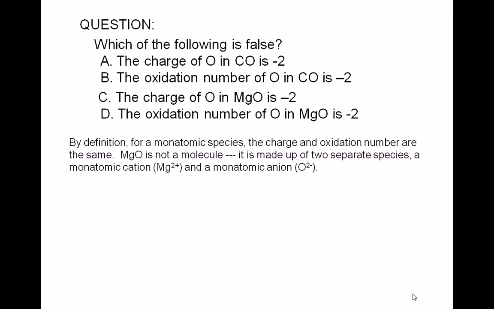By definition, for a monatomic species, the charge and oxidation number are the same. Magnesium oxide is not a molecule, and it is made up of two separate species, a monatomic cation, magnesium 2+, and a monatomic anion, oxygen 2-. Therefore, the charge and oxidation number of oxygen in magnesium oxide are both -2. Choices C and D are true.